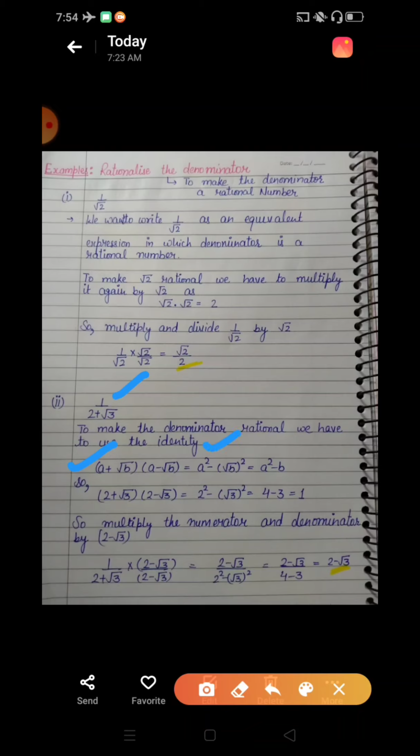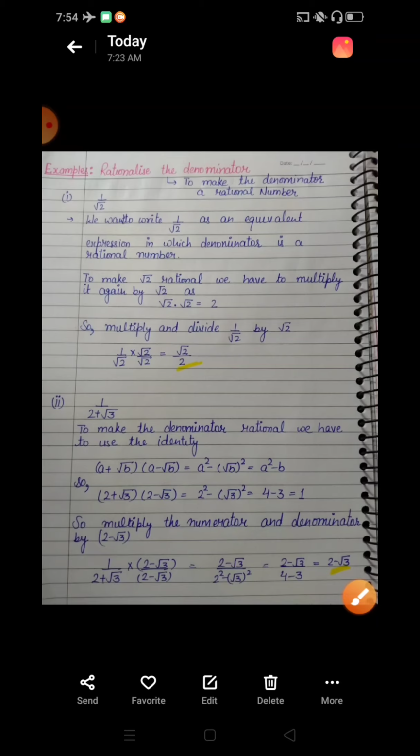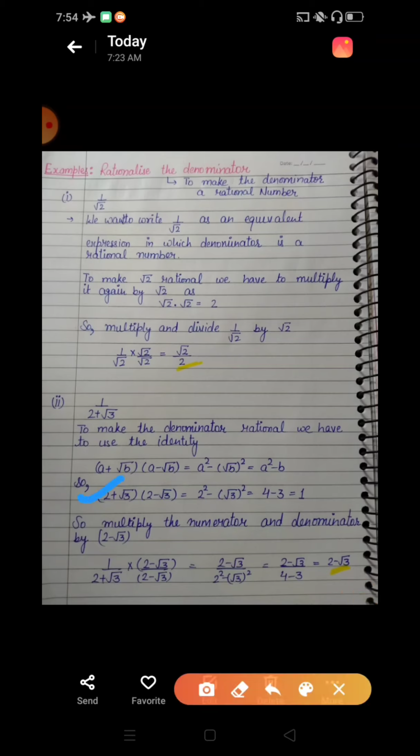it will become a square minus root b square, and whenever we take the square of a root value, the root will cancel the square and the answer is that number. So the same will come here, a square minus b. The value of a is 2 and the value of b is 3, so we will put it like this, and we will get 2 square minus root 3 square. 2 square is 4, root 3 square is 3, 4 minus 3 is 1. So if you multiply the denominator by 2 minus root 3, you will get the value as rational.